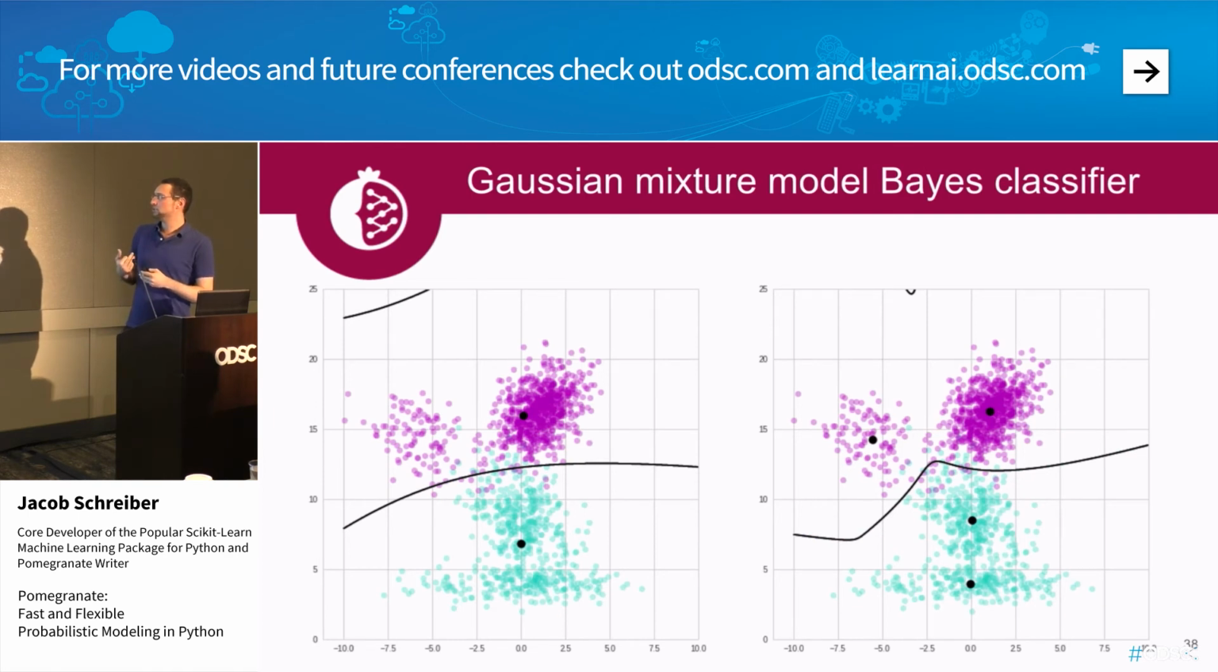Likewise, there's no reason we have to limit ourselves to these simple distributions. We can use mixture models if we'd like. On the left-hand side, we're using a single multivariate Gaussian distribution to model our data. On the right-hand side, we're modeling our data as a mixture of two Gaussian distributions.